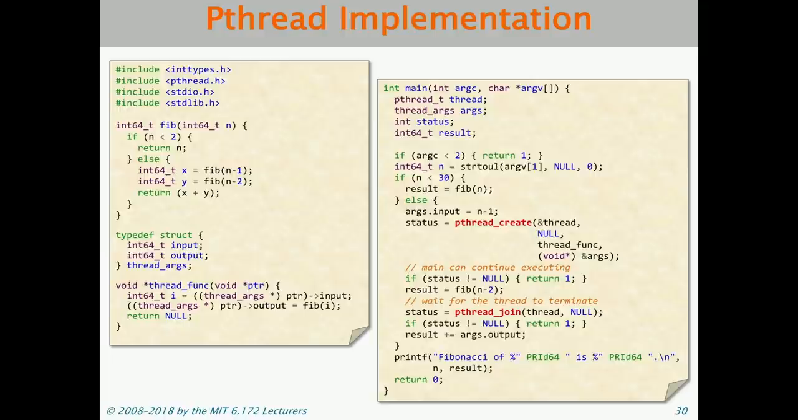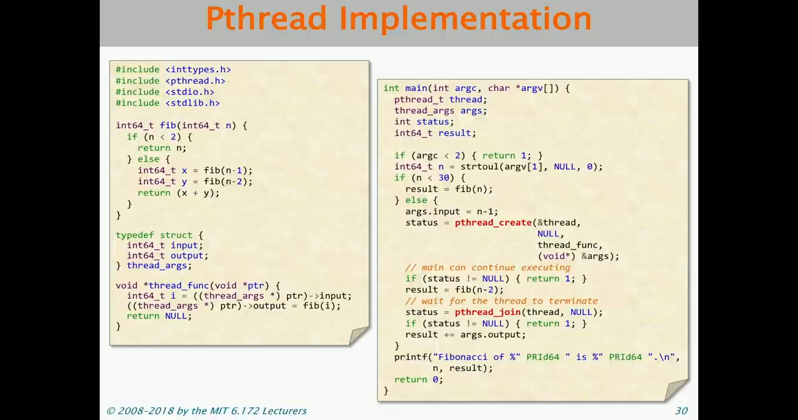First, we have this struct on the left, thread args. This struct is used to store the arguments that are passed to the function that the thread is going to execute. And then we have this thread func. What that does is it reads the input argument from this thread args struct, sets that to i, and calls fib of i. That gives you the output, and then we store the result into the output of the struct. And then that also just returns null.